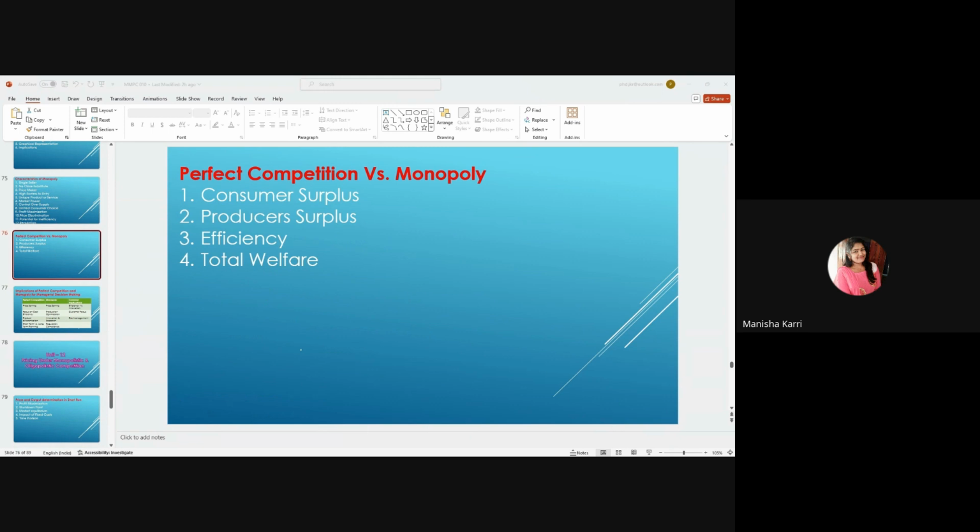Total welfare. In perfect competition, total welfare means consumer surplus plus producer surplus. It is maximized because resources are efficiently allocated and prices are kept low. Coming to monopoly, the total welfare is lower compared to a perfectly competitive market due to the loss of consumer surplus from higher prices and lower output.